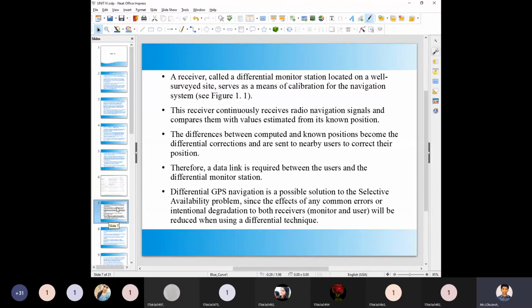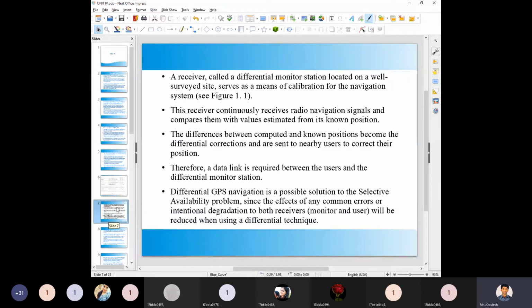Coming to a receiver called a differential monitor station, located on a well-surveyed site, which serves as a means of calibration for the navigation system. You need to see that in figure 1.1.